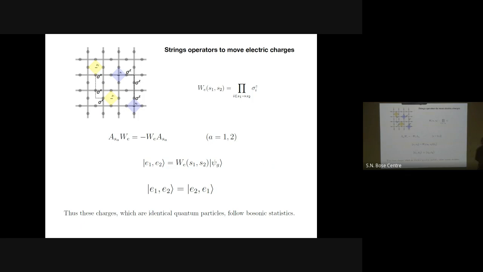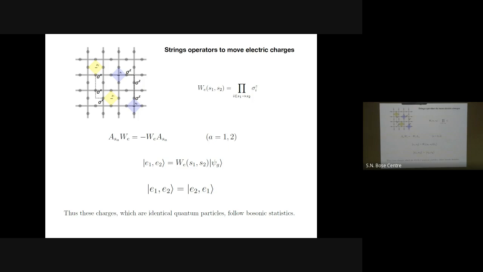So then let's try to create these charges and move them around. Okay, and again you can do that very easily. In fact, all of you can do this. Just writing these things down, because all one needs to remember are the anti-commutation properties of Pauli matrices.